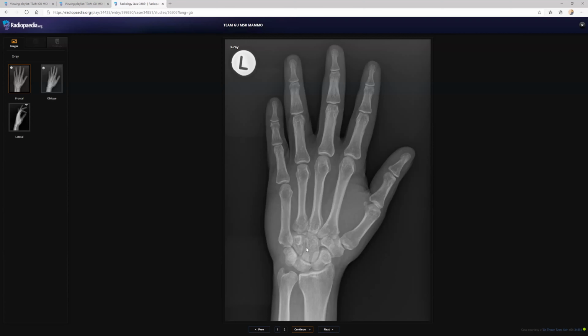This is a triangular shape, and I can see there is overlapping of the scaphoid over the capitate, as well as the lunate over the capitate, and there is also a proximal dislocation or subluxation of the fourth and fifth metacarpals. What will you do? I would like to see the lateral view first. Okay, see the lateral view.